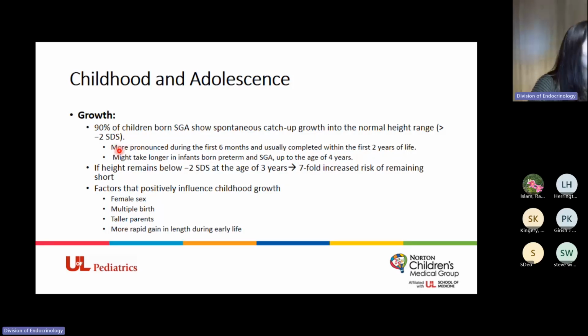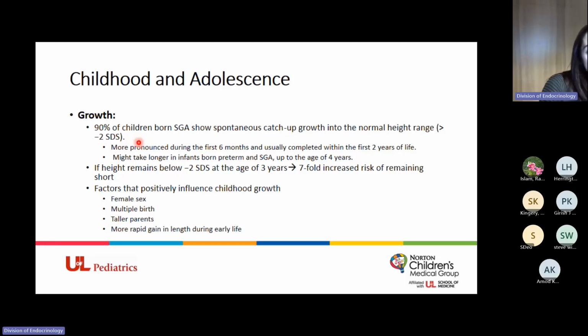Now, in those babies that are born preterm, it might take a little longer. So if they are showing progress on the growth curve, sometimes we want to give them a little extra time, and we can wait until they're 4 or so to decide if we want to start treatment with growth hormone.